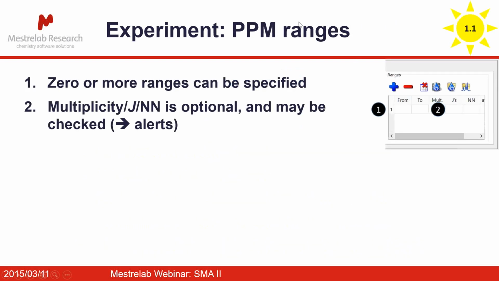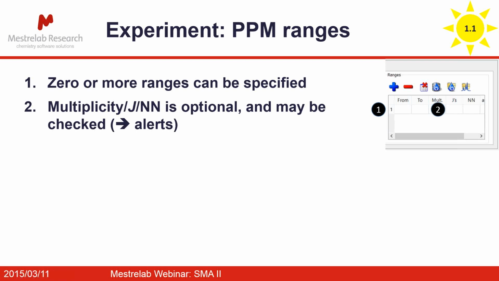Right, so let's look at these ppm ranges. So you can specify 0 or more ranges. Generally, you're going to have at least 1, I guess. And when you specify these, the minimum you need to do is to specify the to and from range, if you like, and usually the number of nuclides. Now, the multiplicity and the J's and so on and so forth are optional. You can set them if you wish.